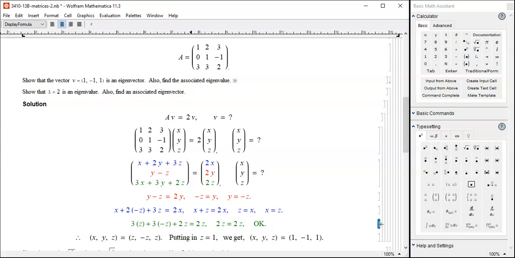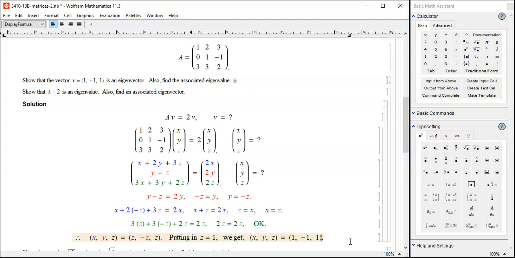So y is negative z and x is z. So we have x comma y comma z is z comma negative z comma z. Remember, x, blue, is given by z, and that's from the second step. And y equals negative z is coming from here, red. So anything of this form, z comma negative z comma z, is going to be an eigenvector. Remember, there are infinitely many. But then again, we have to just find one, so let's keep it simple. Plug in z equals 1, then we get an eigenvector, 1 comma negative 1 comma 1.